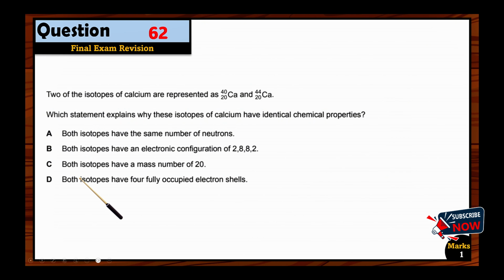So why is option D not right? Of course, option B is right. Both isotopes have the electronic configuration of 2882. And if you count it, it will be 20. But option D is not right because they don't have a fully occupied electron shell. The last shell is not fully occupied, right? You can see it is just 2. So it's not fully occupied. That's why option D is not right. Option B is right.